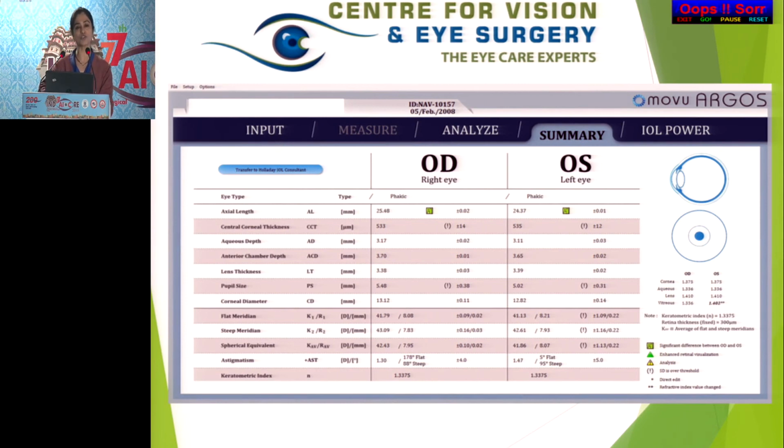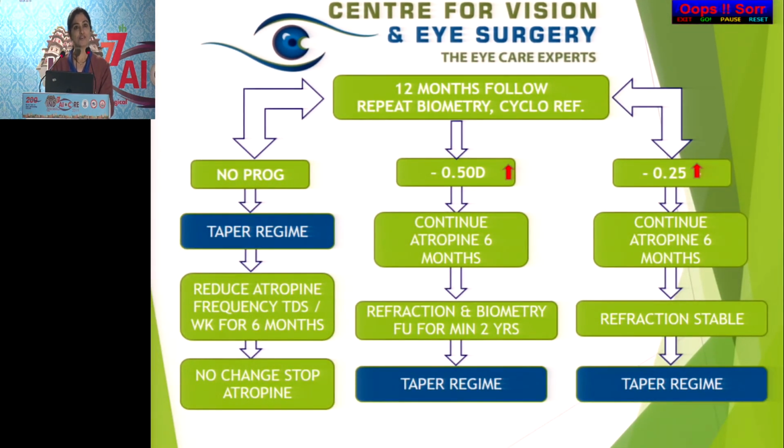Now this is the protocol we follow before starting atropine. Every child goes through biometry so that we have proper measurements of the axial length, which we repeat after every 2 years or after the finish of the treatment. This is the follow-up schedule once the child has been on atropine for 12 months. We repeat biometry and cycloplegic refraction here.